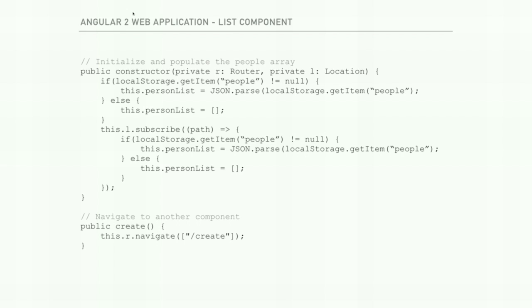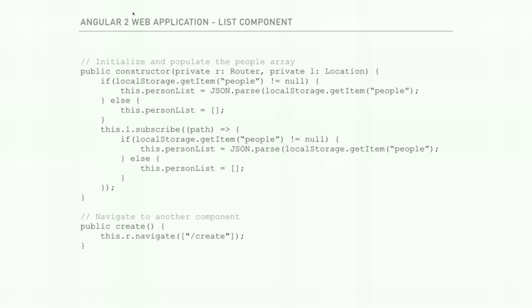So let's take a look at these methods as part of the list component class. The first being the constructor. So what we're doing here is, first of all, we want to populate that person list, and we're populating it from local storage. Local storage is a key value storage. We're storing everything in this key called people. What we're actually storing is a serialized JSON object. So we're serializing it into a string.